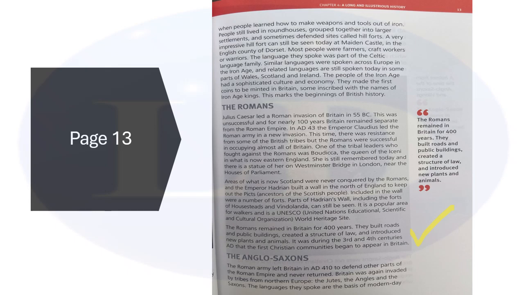Now today we will be talking about the Anglo-Saxons. The Roman army left Britain in AD 410 to defend other parts of the Roman Empire and never returned. The question is, when did the Roman army leave Britain? Sometimes you will have 4 options. Sometimes you will have this as a statement, and you will be asked to find whether it's true or false.